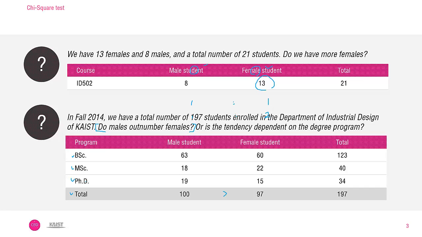However, regarding the second question, it is asking whether there is an independency or relationship between 2 variables. The 2 variables are gender and program. The gender variable has how many levels? Yes, 2 levels. The program has how many levels? 3 levels. In either case, this or this, we can apply the chi-square test.